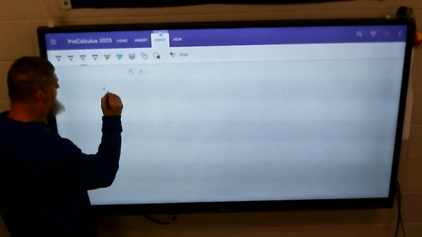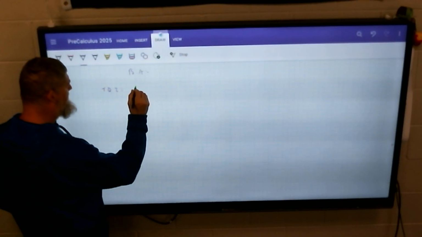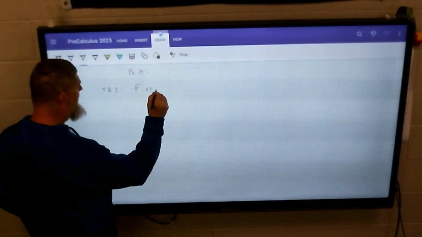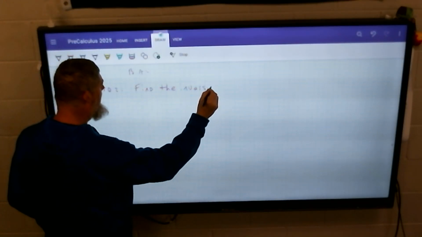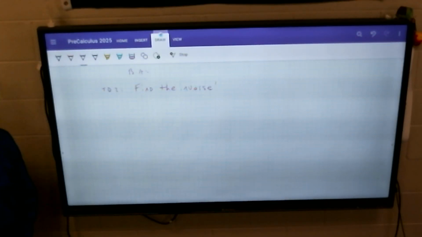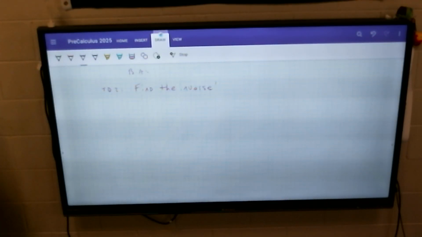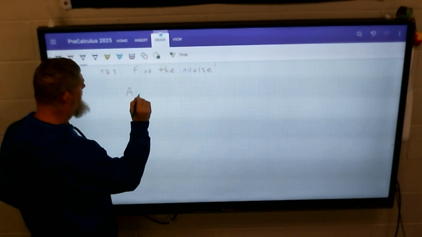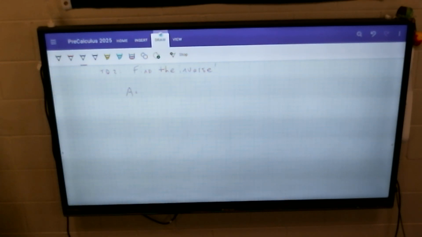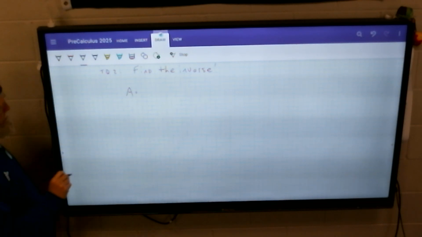Now, that was test question number 1. Test question number 2 is going to say find the inverse. Okay, so let's do it. Let A equal 2, 1, 5, 3. We should actually do this one.